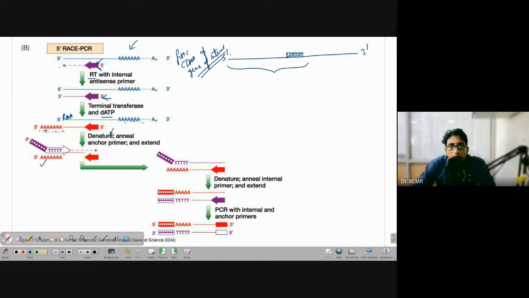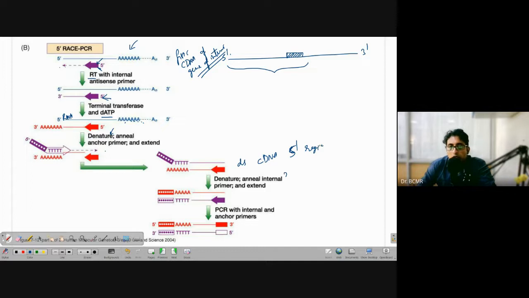Because we did homopolymer tailing using dATP, and because we know the sequence, we can now add oligo dT as the primer with the anchor region for additional rounds in the future. And we can synthesize the second cDNA strand of the 5' region of the gene of interest. So now we have double-stranded cDNA of the 5' region.